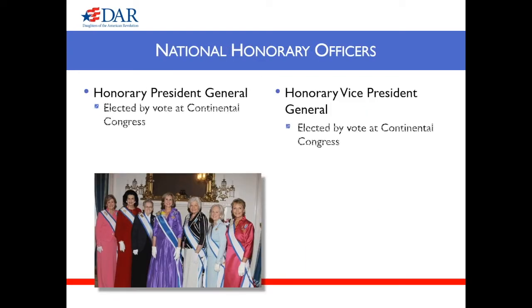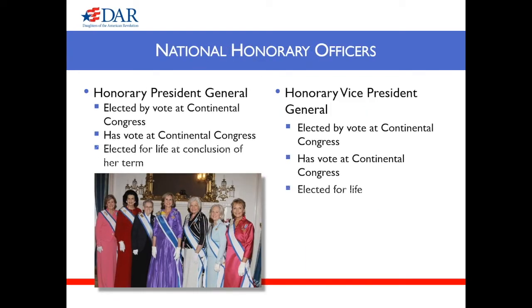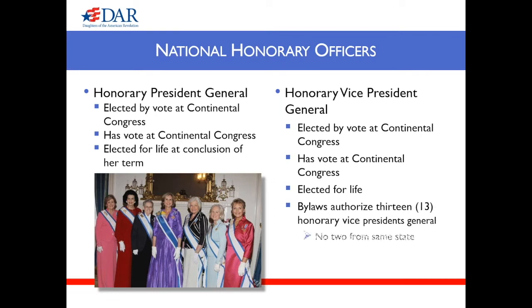There are two honorary officers recognized by the National Society at the national level: Honorary President General and Honorary Vice President General. Each of these is elected by vote at Continental Congress and has a vote at Continental Congress. These honorary officers are elected for life.